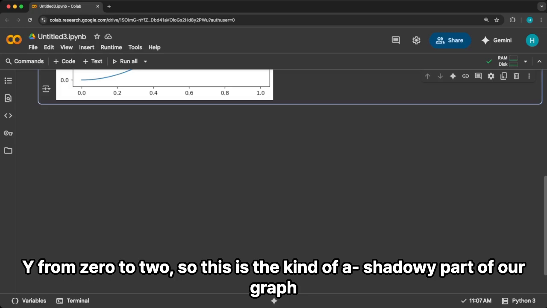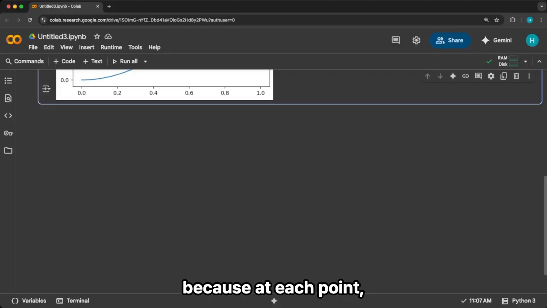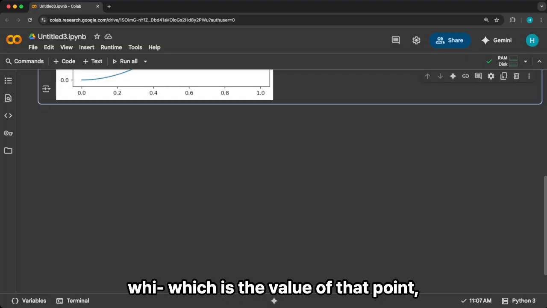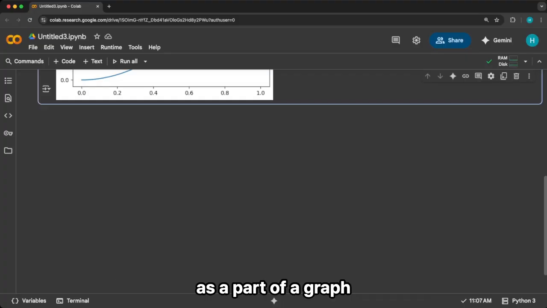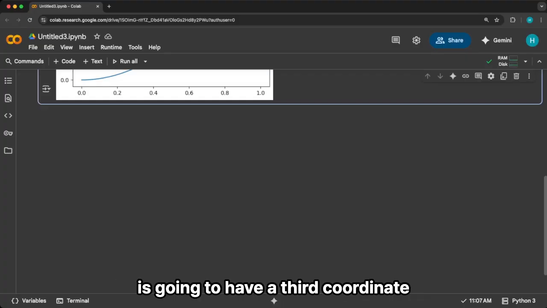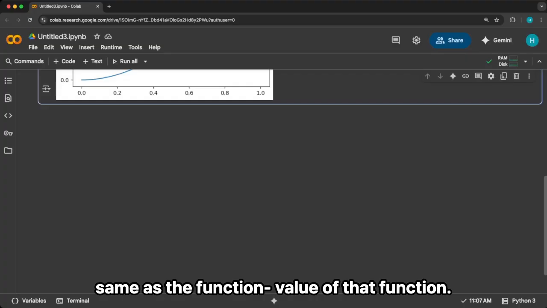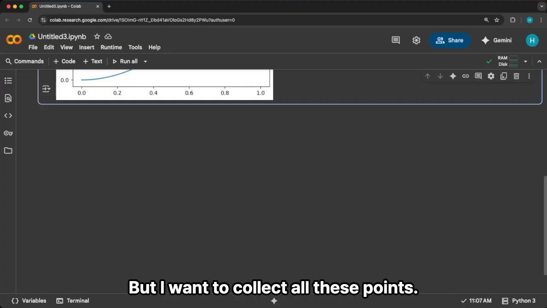So this is the kind of a shadowy part of our graph, because at each point I want to map a point which is the value of that point of the function. So if this is x comma y, then the point that I really want to draw as a part of a graph is going to have a third coordinate, same as the function value of that function. So I want to collect all these points, but I cannot draw infinitely many points. So I need a clever way of doing this.